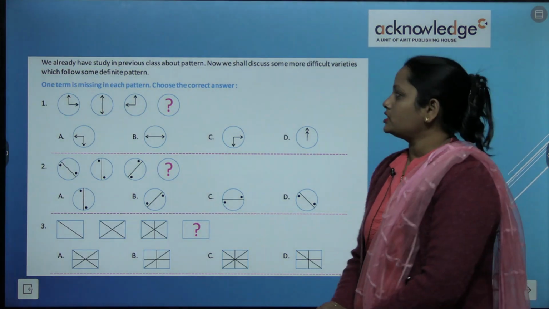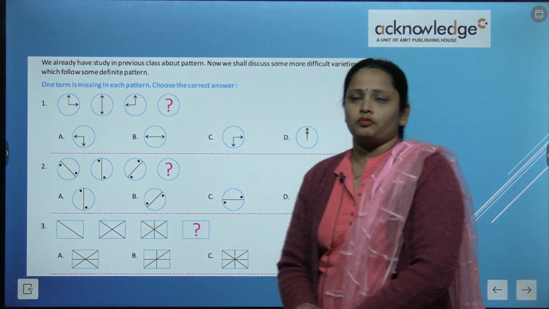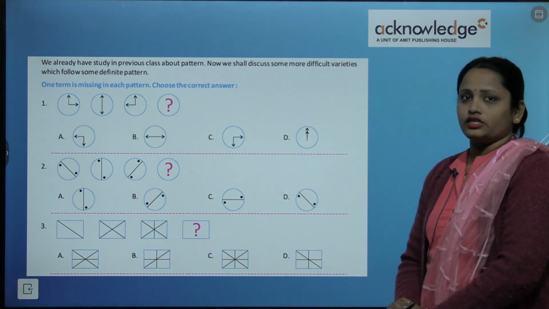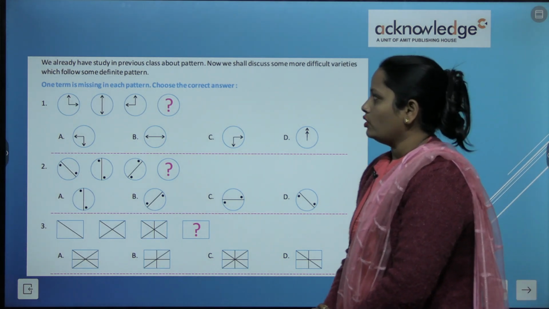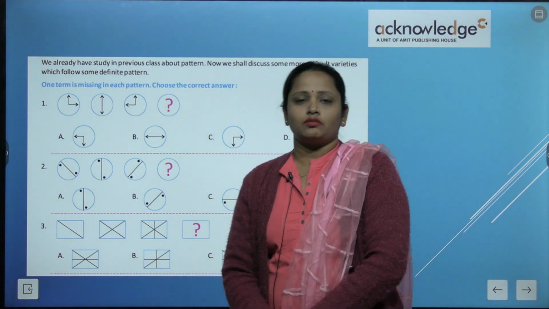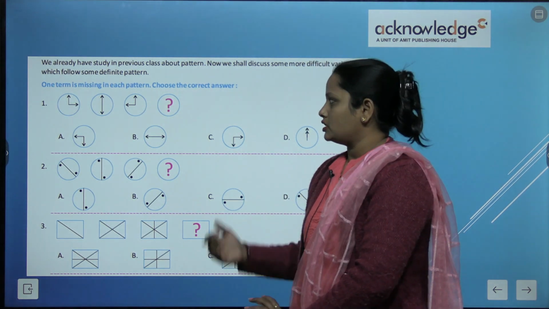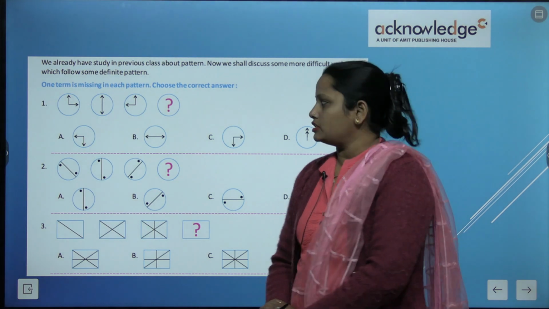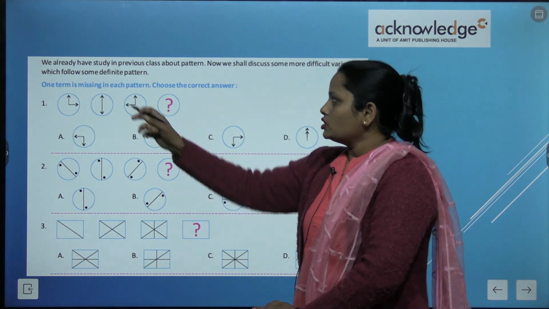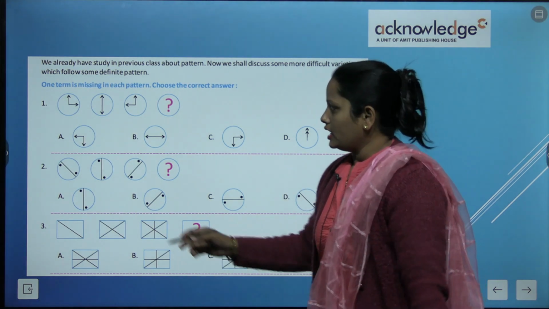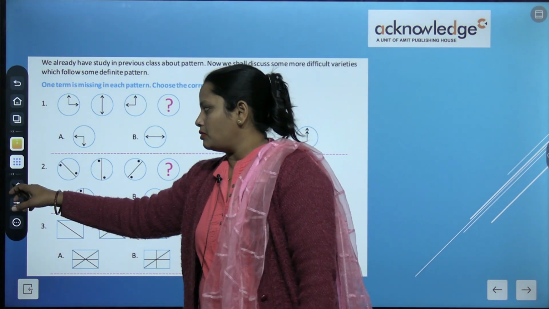So, we have already studied in previous classes about patterns. Now we shall discuss some more difficult varieties which follow some definite patterns. So previous class mein bhi humne pattern chapter padh rakha hai, but here we are going to learn something different and difficult than that. So one term is missing in each pattern. So yahan pe har ek pattern mein ek term miss hai.